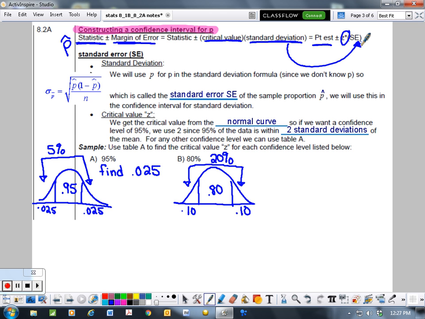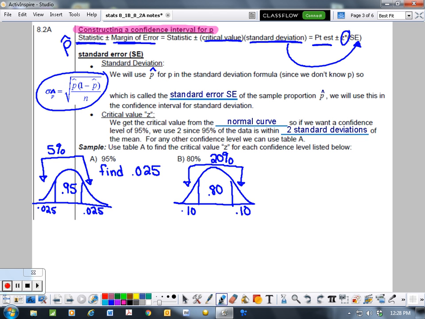For standard deviation, we will use p hat instead of p in the standard deviation formula. So here's our standard deviation formula. The standard deviation of p hat is the square root of p hat times 1 minus p hat, all over n. And again, this is known as our standard error. So our standard deviation is our standard error in this confidence interval. And then we have the critical value c, now z.